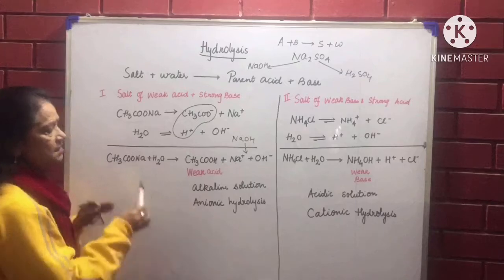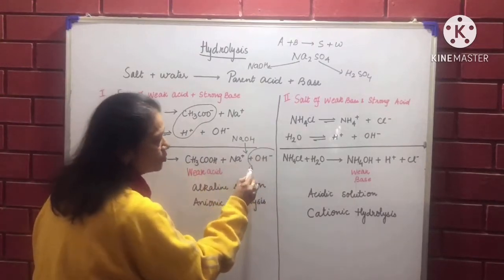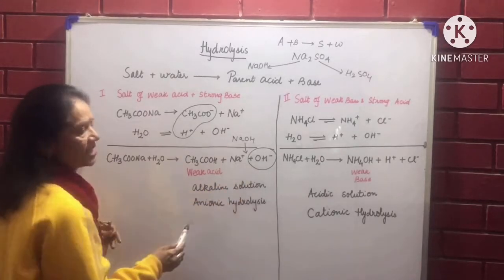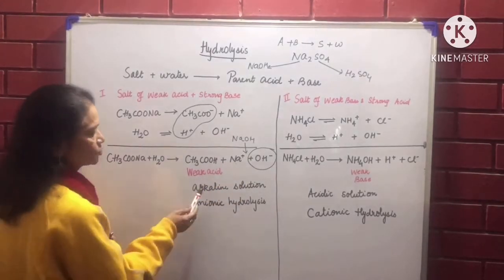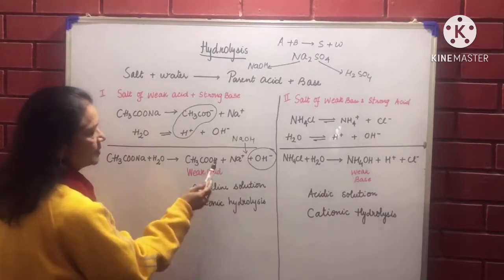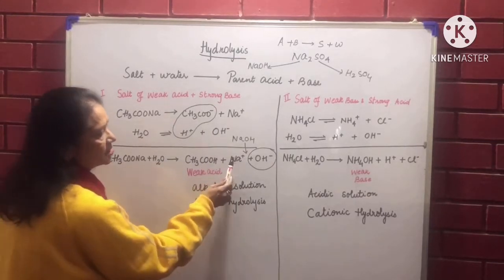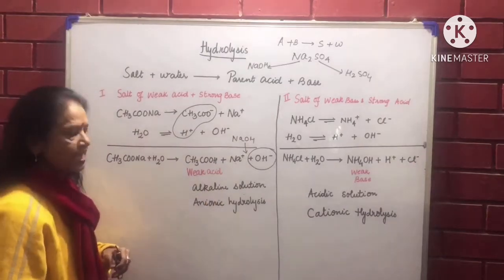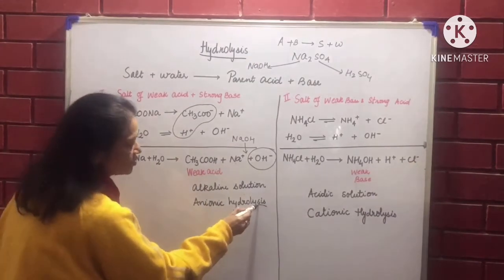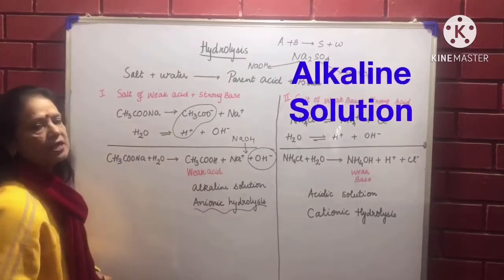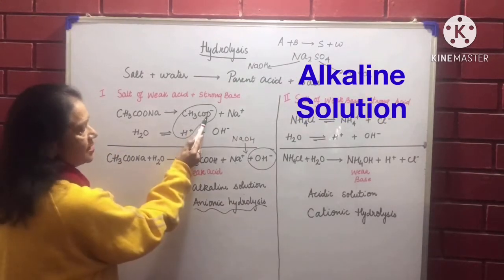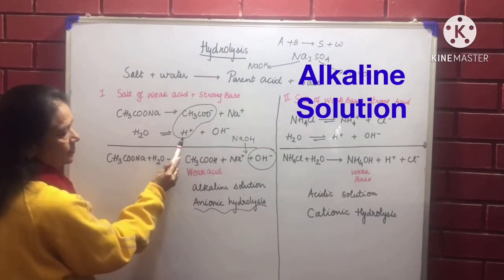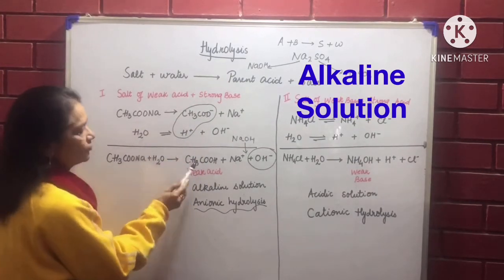OH minus ions. Now inside the solution there are more OH minus ions, which means there is going to be an alkaline solution. So the solution becomes alkaline because this is a weak acid. The strong base has completely divided, changing into an alkaline solution. The same thing is also known as anionic hydrolysis. This is an anion. Negative ions are anions. The anion has combined with H plus ions of water to form acetic acid.